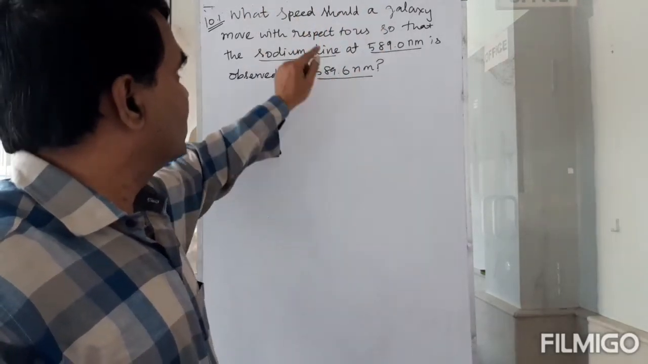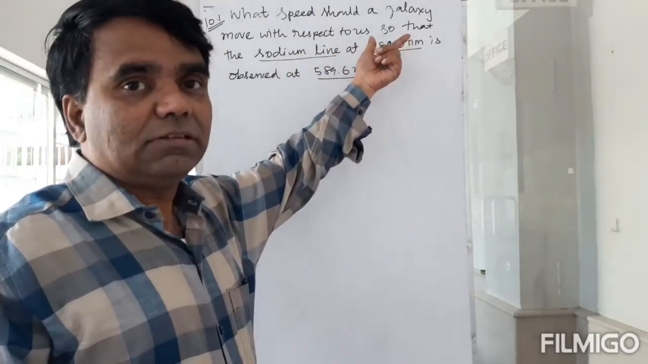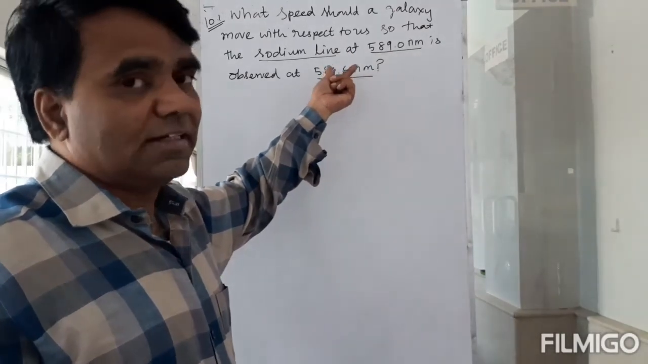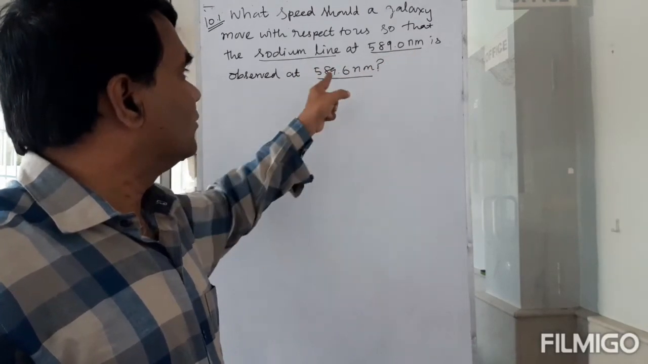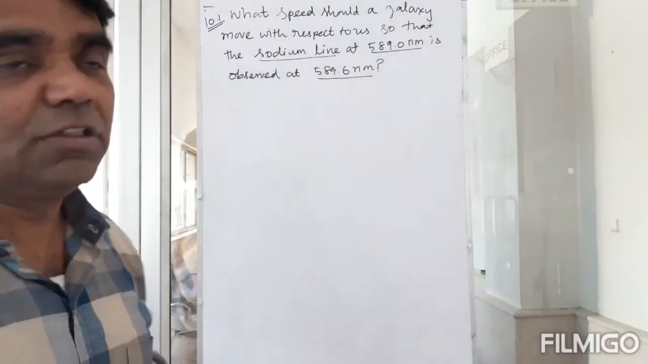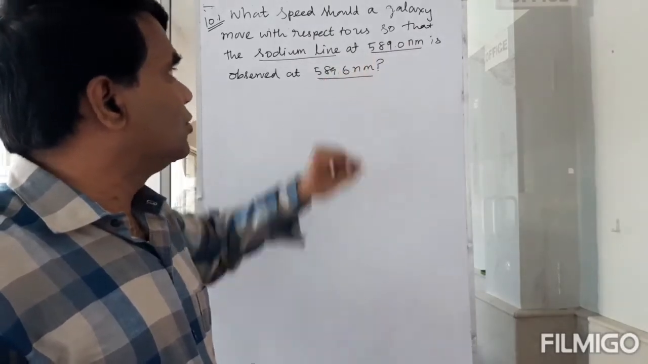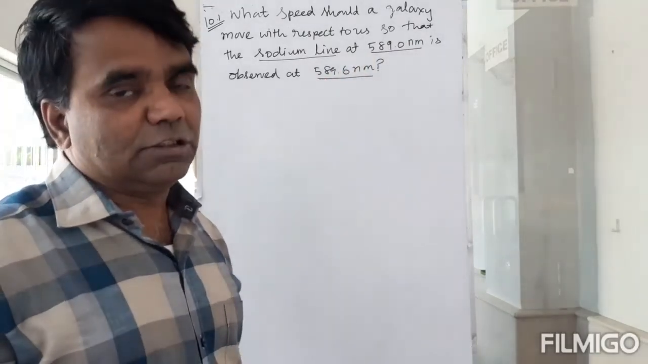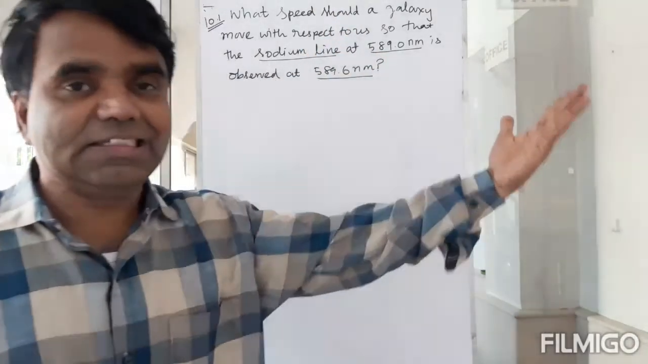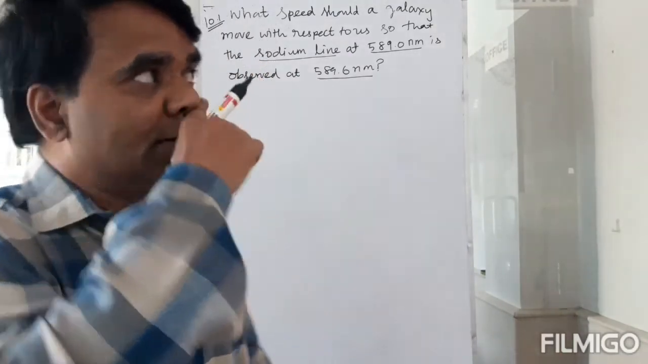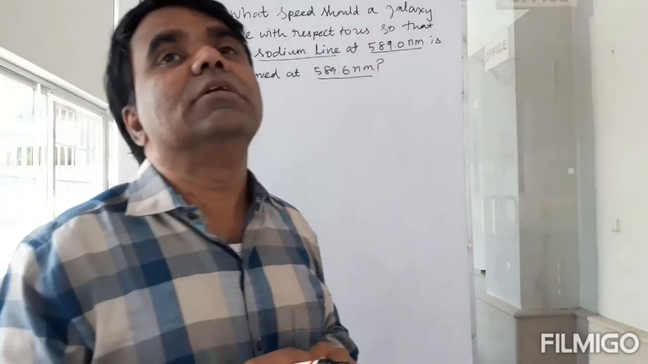So what it says is that light of this wavelength, 589.0 nanometer, is changing to light of this wavelength, 589.6 nanometer. The wavelength is changing. So this is actually the original wavelength, and that appears to be changed to 589.6 nanometer. So if this is what is happening, then what should be the speed with which the galaxy must be moving away from you? Okay. Where did it say moving away? Okay, move with respect to us. That's what we'll see. Correct?